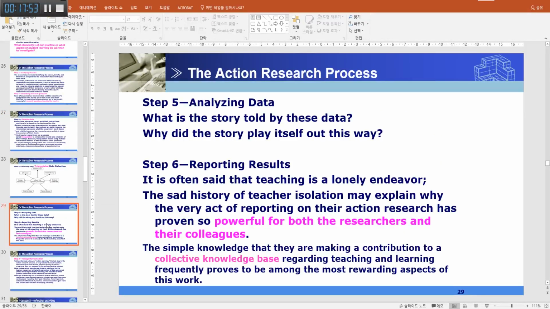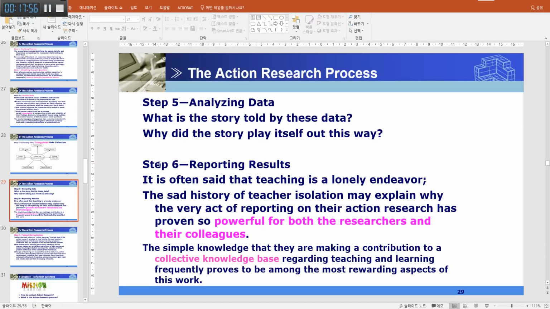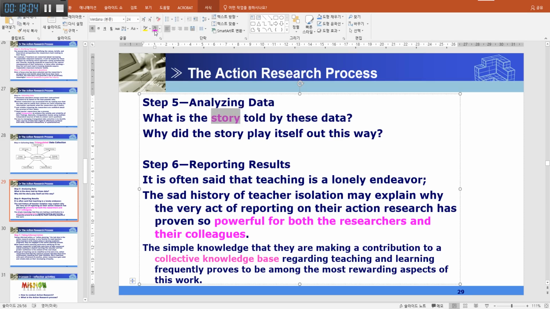Okay? And then step 5. Since you collected your data, you need to analyze your data. So what is the story told by this data? What does the data say? And why did the story play itself out this way? You need to analyze and interpret what the data shows. Okay? And step 6, reporting the result. It's about reporting. And as I said before, when you report the result, you need to add some discussion as well.